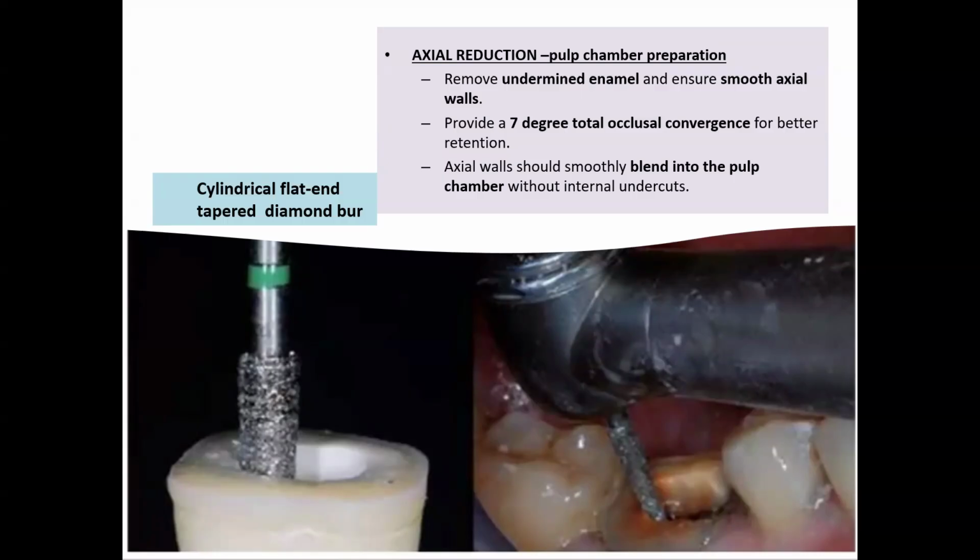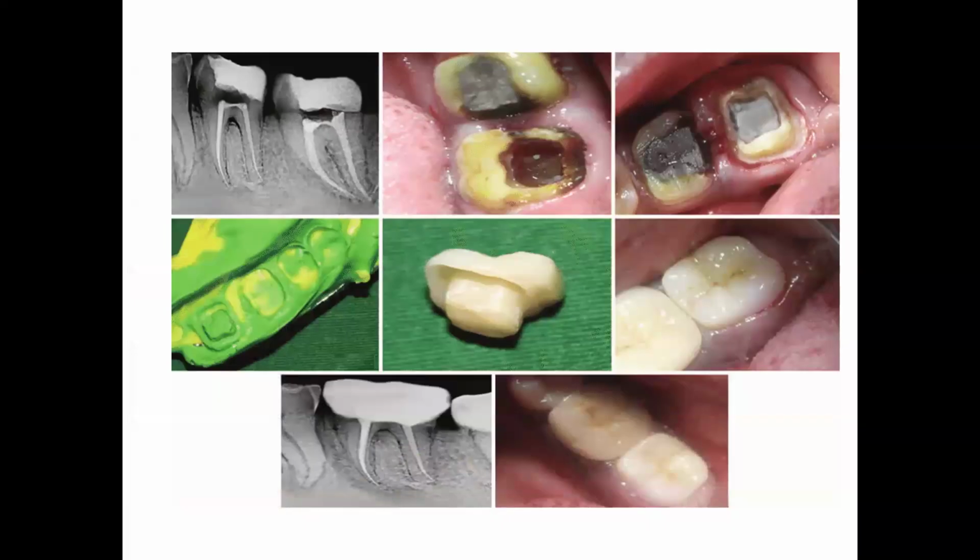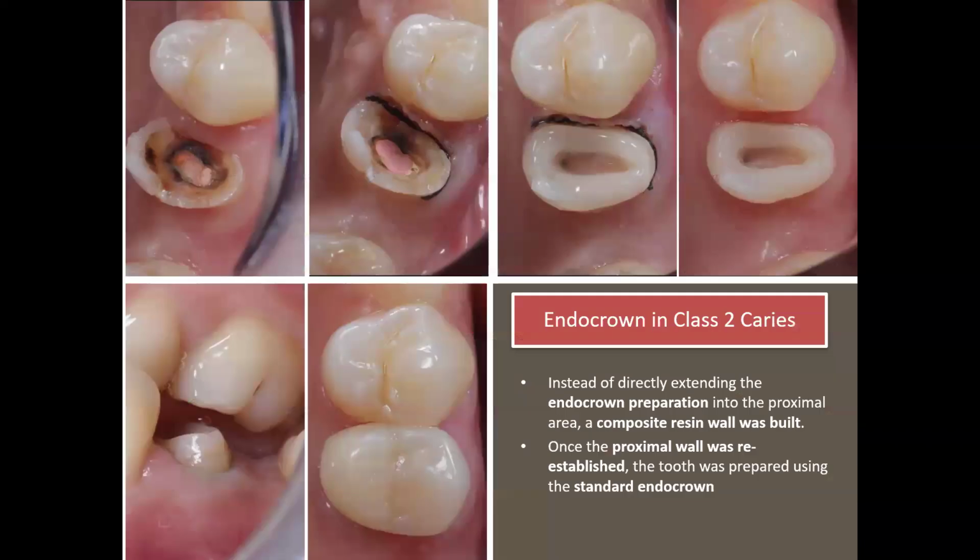Provide a 7-degree total occlusal convergence for better retention. The axial wall should be smooth and blend into the pulp chamber without any internal undercuts, for the proper placement of the endocrowns. So I will just show you some pictures where you can use the endocrown in day-to-day practice.